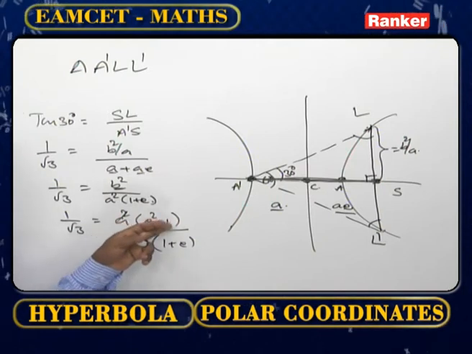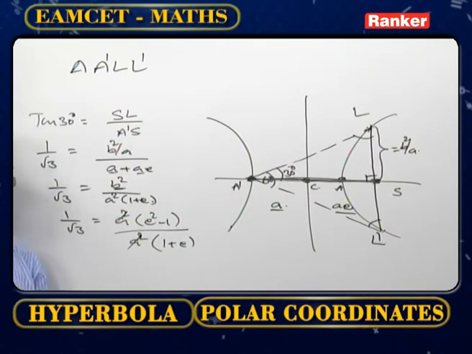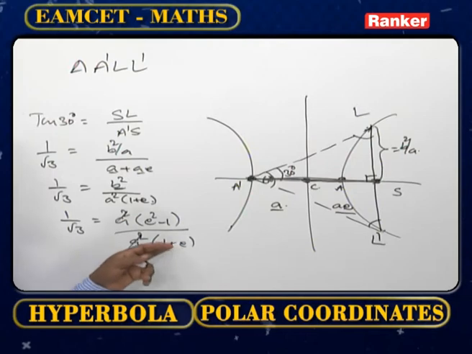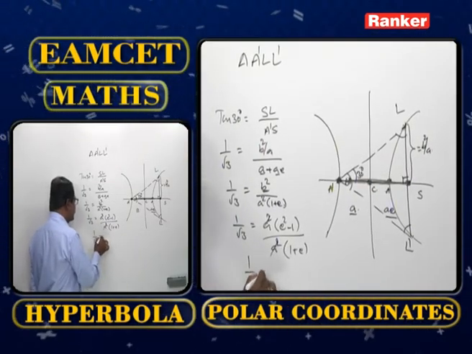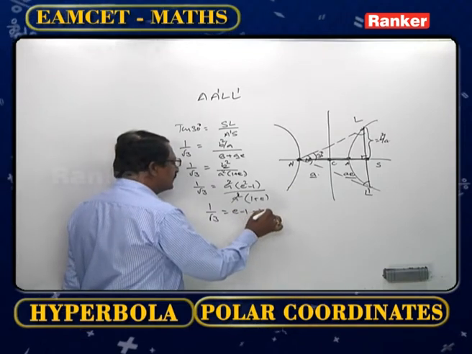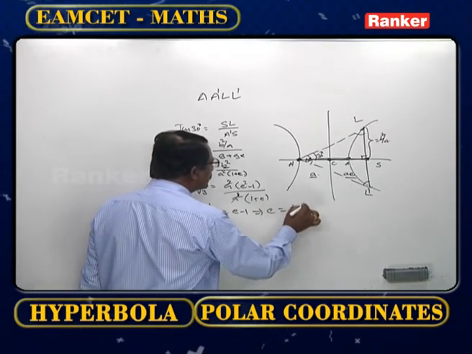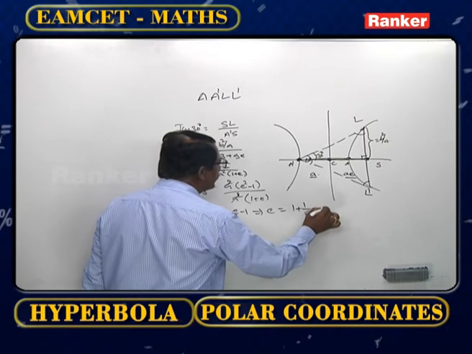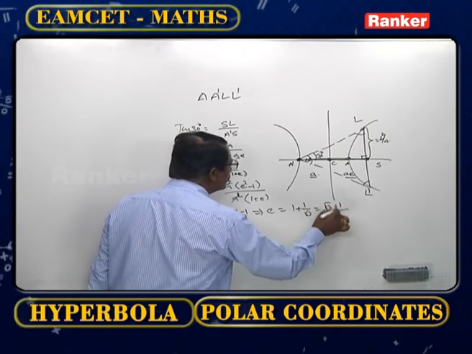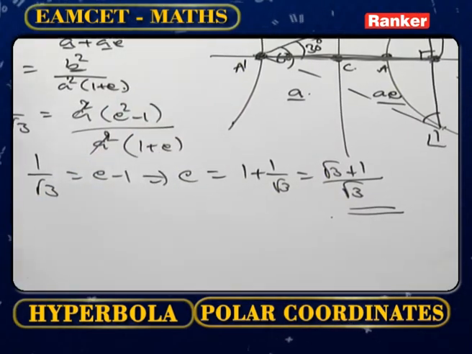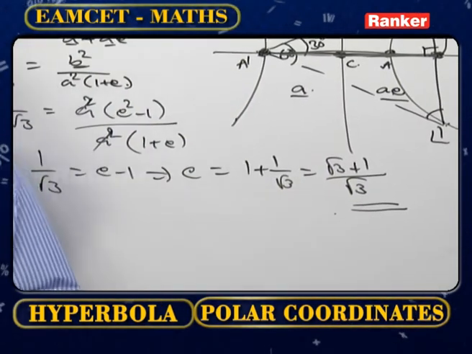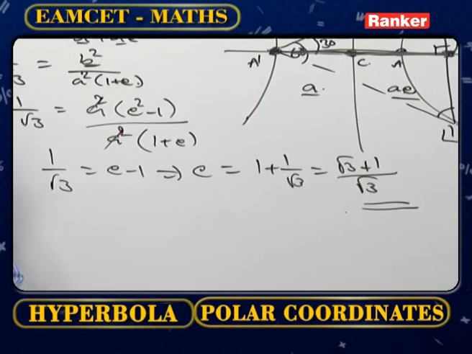Now here factors of E square minus 1, E plus 1 into E minus 1, but E plus 1 gets cancelled. Then we get 1 by root 3 equals E minus 1. This implies E equals 1 plus 1 by root 3, or take LCM, we get root 3 plus 1 by root 3. Now the required eccentricity of the hyperbola equals root 3 plus 1 by root 3, fourth option.